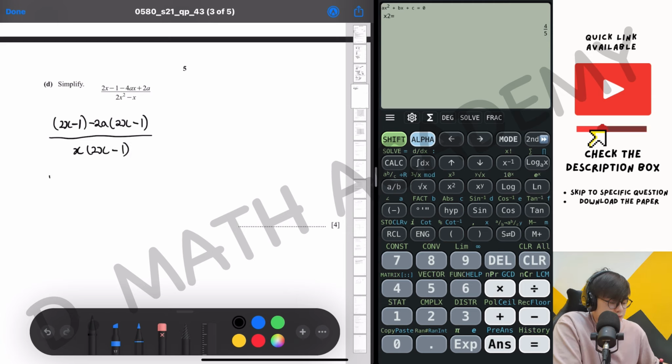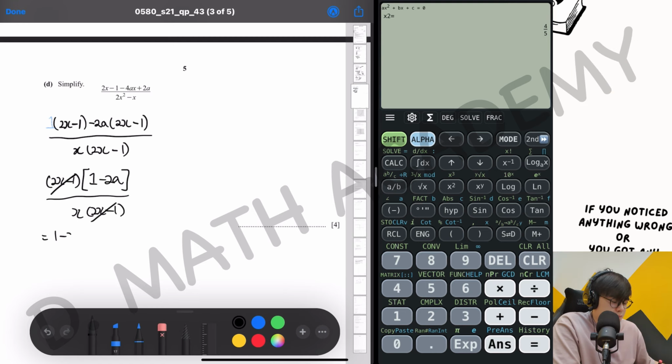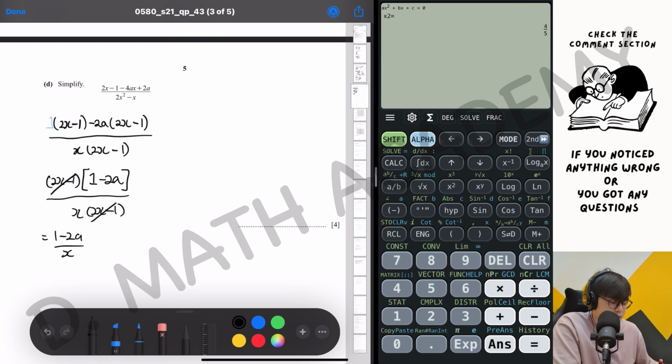So from this, you can further rearrange and take out the 2x minus 1. You have a 1 minus 2a as the balance. The 1 is actually hidden here. If there's no value at the front, it's just 1. So as you can see, the numerator and denominator are repeating, so those two can be cancelled. And your final answer will just be 1 minus 2a over x. So that's how you get to your final answer.